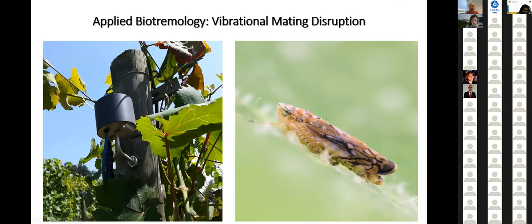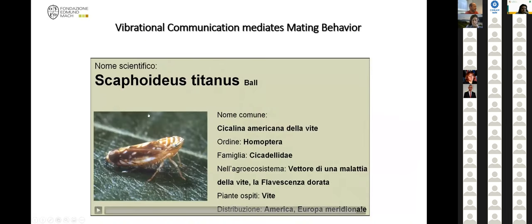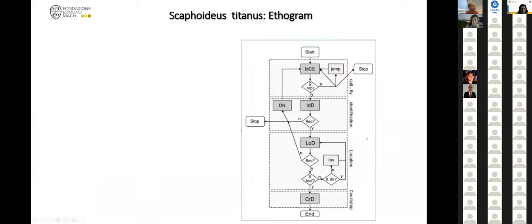So basically, I will present to you a case study that is the vibrational mating disruption of Scaphoideus titanus, the vector of flavescence dorée. This is a shaker emitter of vibrations that is functional to disrupt the mating behavior of this species. So basically, this is a leafhopper, a vector of flavescence dorée, and it has only one host, the grapevine. And this is the behavior.